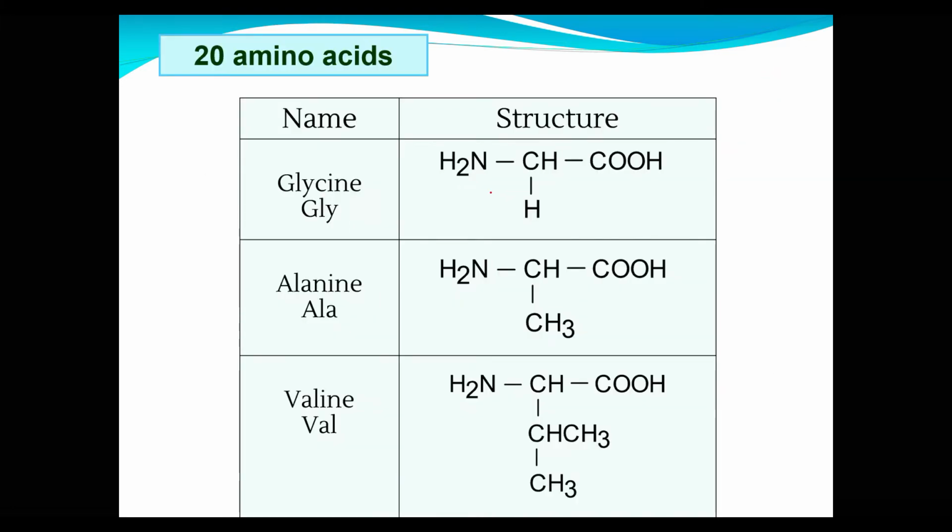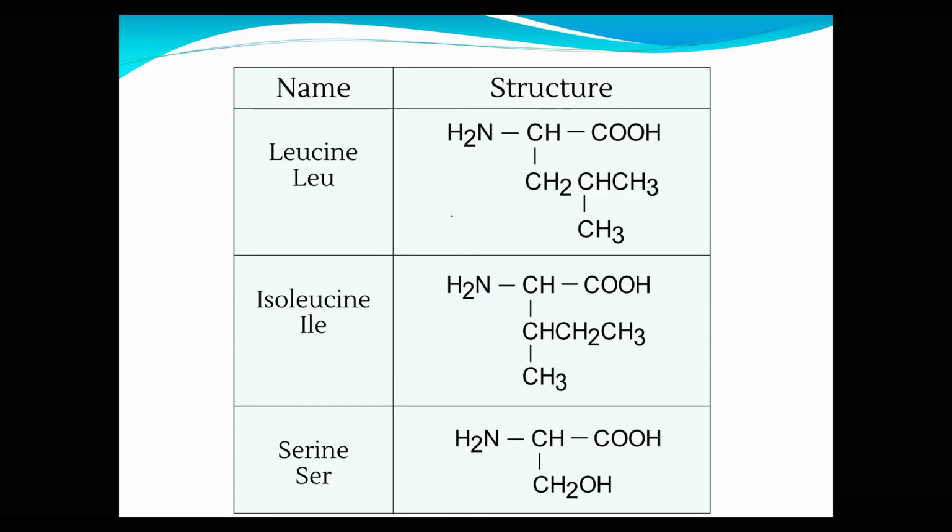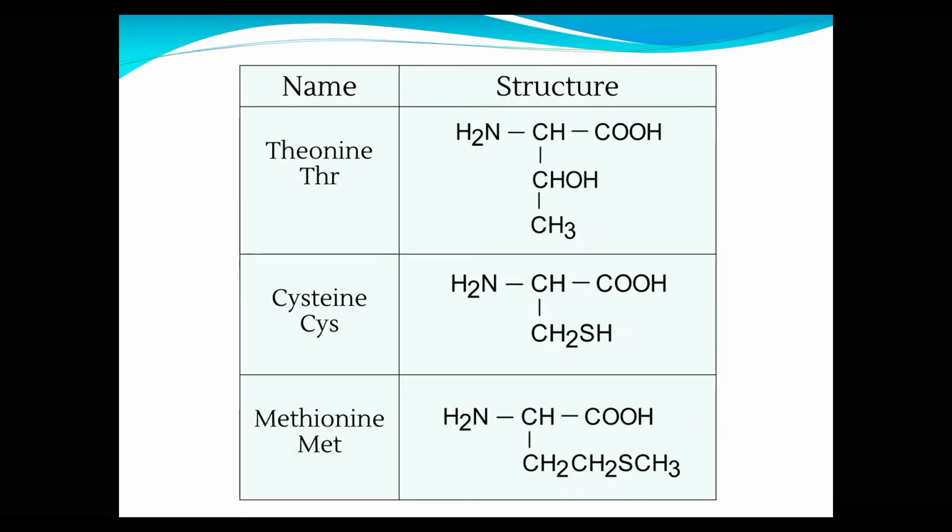In this table are listed 20 alpha amino acids for your reference. You may get to know these structures of amino acids.